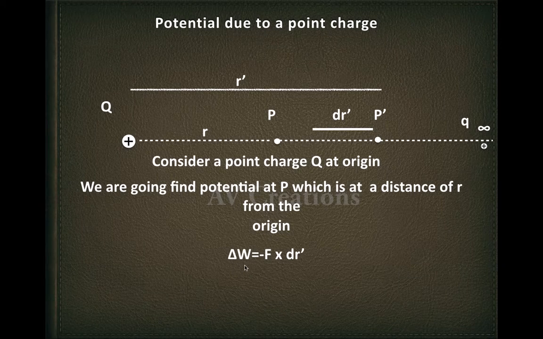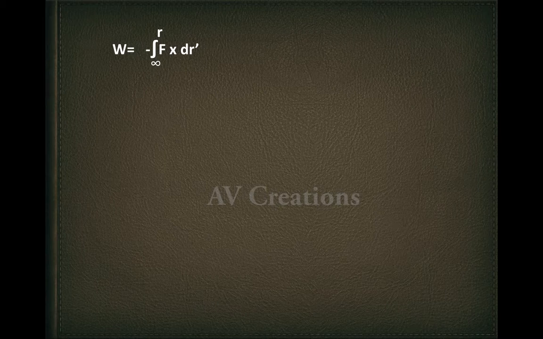After finding this small work done, we need to integrate it to get the entire work done, that is the work done to bring the charge from infinity to the point. So integral delta W equals negative integral from infinity to R, this point being at a distance of R from the charge Q, of F into dr dash. So W equals minus integral from infinity to R of F into dr dash.